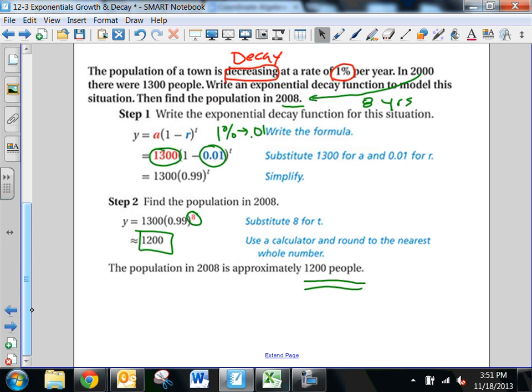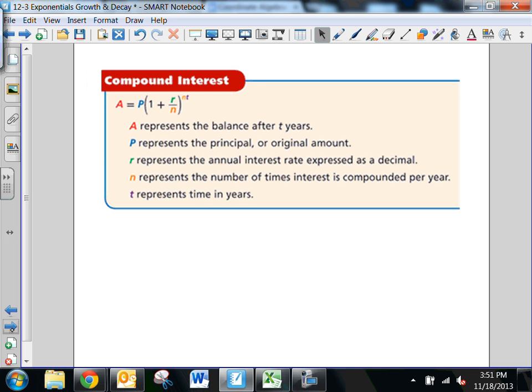Here's the next slide that you need to write down. This is what we call compound interest. Okay, so this is another type of exponential. Make sure that you write down each one of these different items that are in the equation.